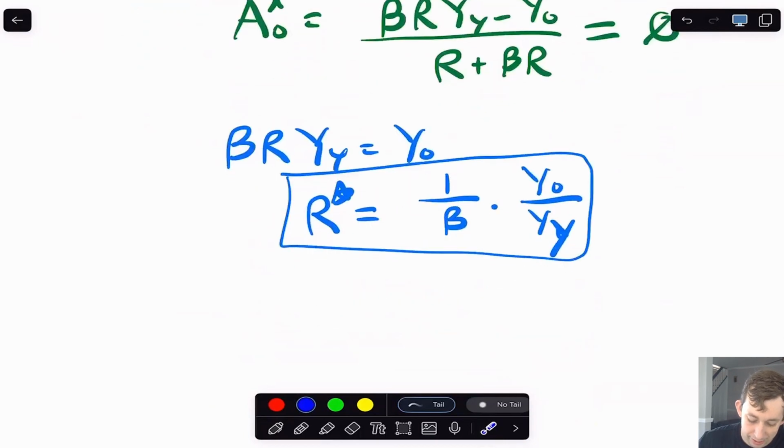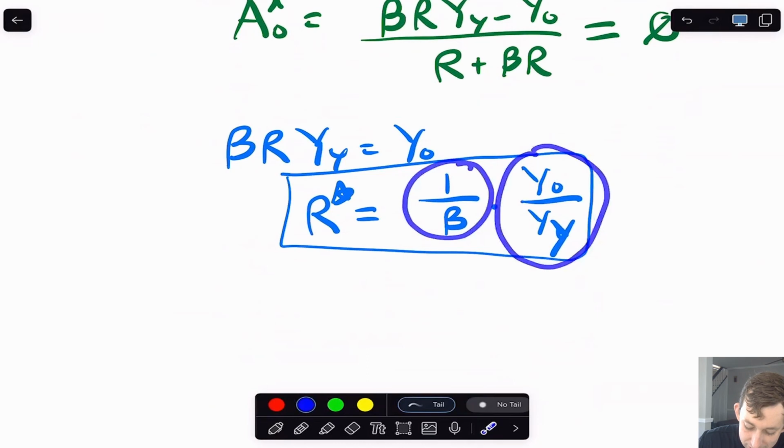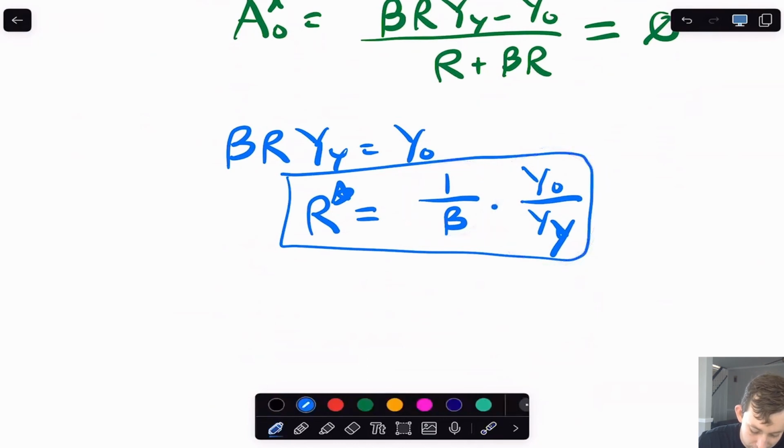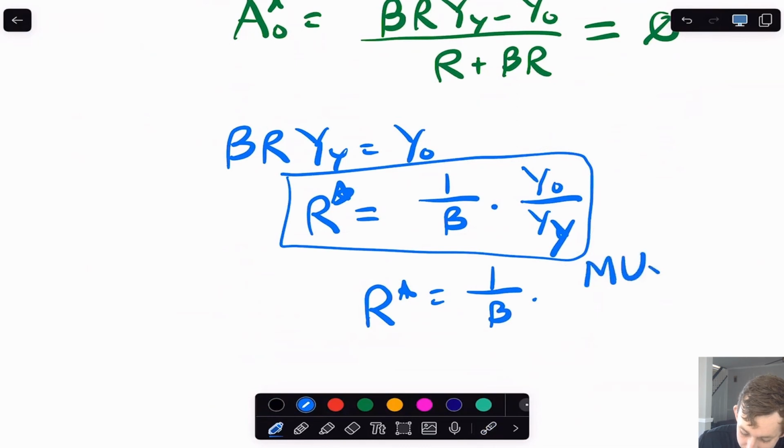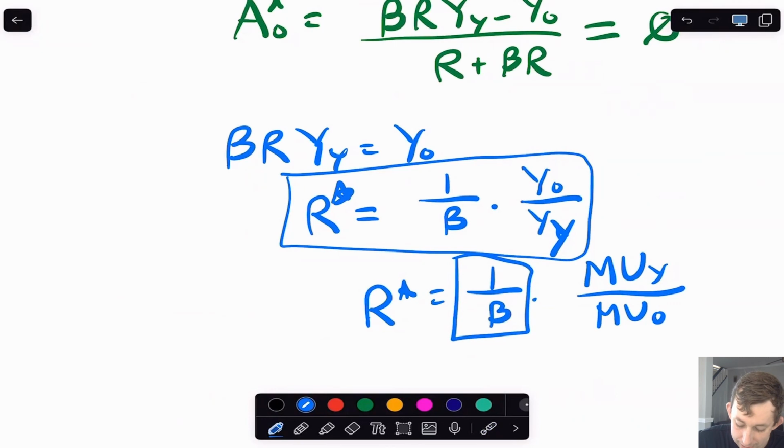And all this means is that R star, the interest rate, is based on my patience level and my relative utility. Specifically, R star is 1 over beta times the marginal utility when I'm young over the marginal utility when I'm old, which makes a lot of sense. Because my interest rate is based on how patient I am times the marginal rate of substitution between when I'm young and when I'm old.